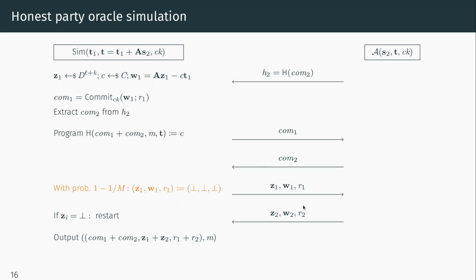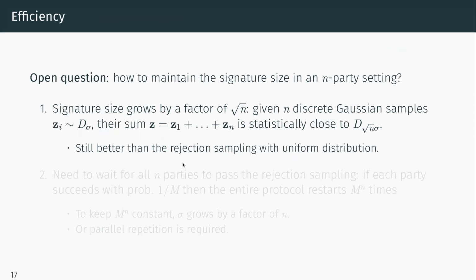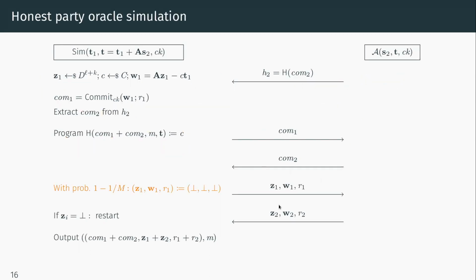And also, the simulator has to simulate the rejection sampling: with some constant probability, it simply outputs nothing. Okay, so that's the high-level idea of the simulation strategy.